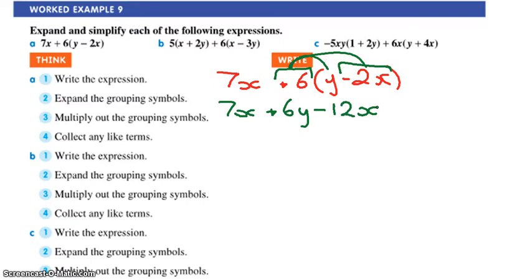We're going to collect like terms. If you want, and I have no problem with it, underline what you are doing so that you know that you're collecting your like terms. You know which ones are which. So you've got 7x minus 12x. That's going to give you 5x. Then you've still got the plus 6y. There's nothing to collect with that one. So there you go. That's your answer.